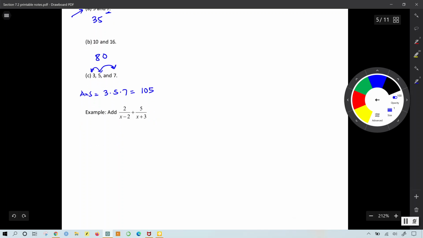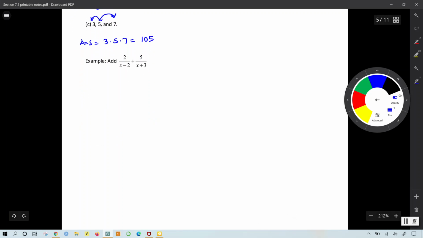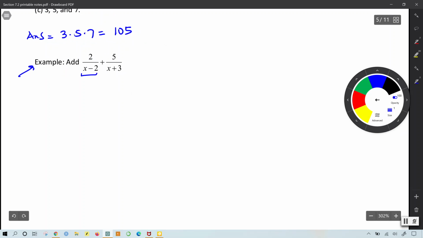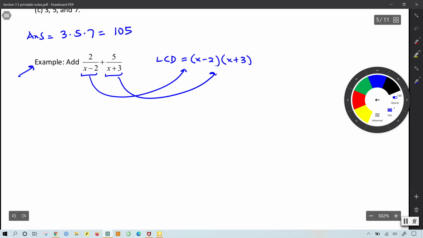Now that we have reminded ourselves of these basics, let's go on into further examples on addition and subtraction of rational fractions. So, we begin. We have x minus 2 and x plus 3. These are the denominators here. So we need to construct the LCD. The LCD will be the distinct elements here. You have x minus 2, and then you have x plus 3.